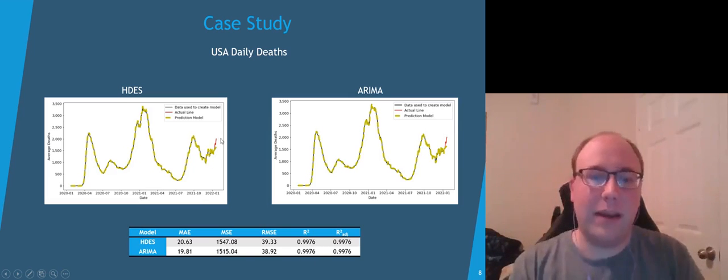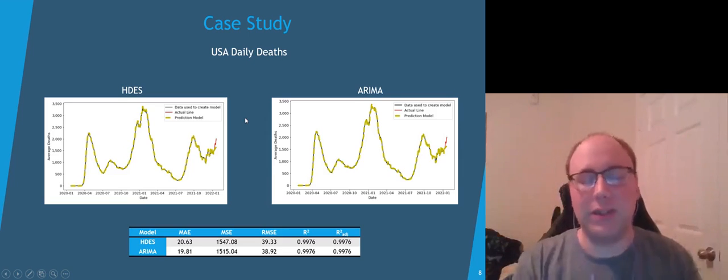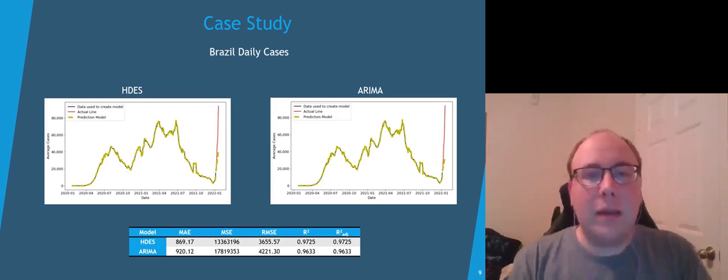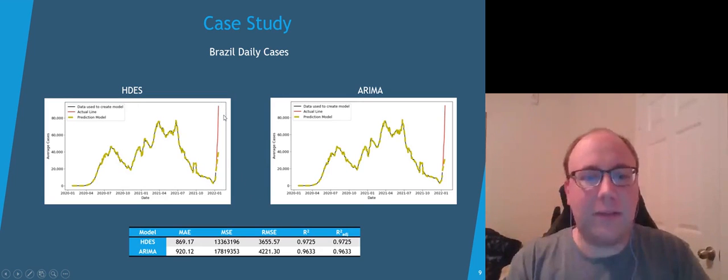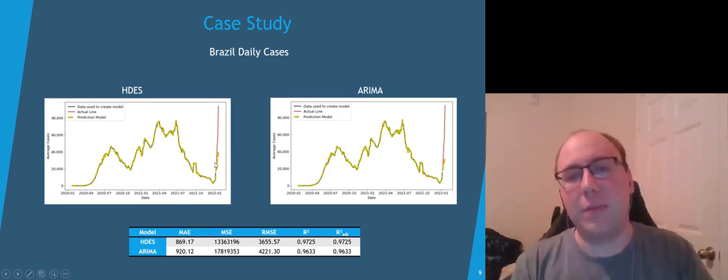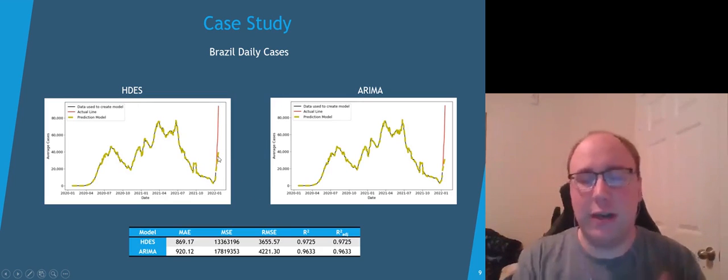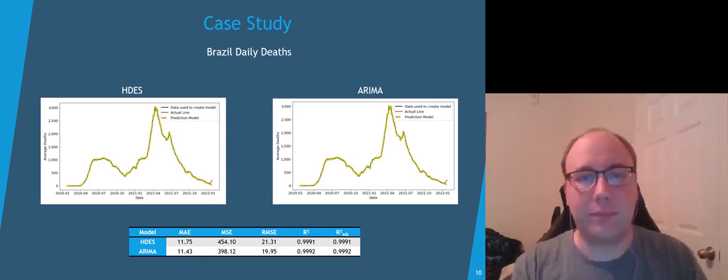Okay. So then we have USA daily deaths. Once again, really good R squared value, 0.997 for both. And even though they don't go up at quite the same rate, we're seeing they both go up, so once again, that's a good trend. Then for Brazil's daily cases, once again, really good R squared values of 0.97 and 0.96. And even if we didn't see them go up quite as much as the actual data, the general trend is correct, which is good for us.